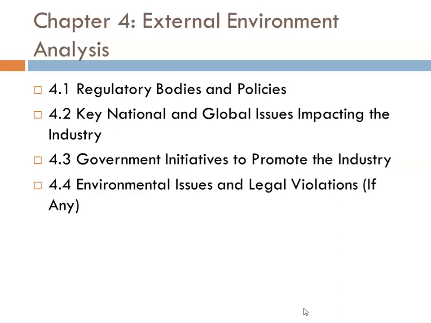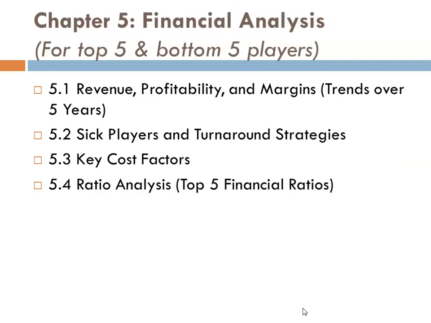Then government initiatives to promote that industry. So mention the government policies, subsidies, and tax benefits supporting that industry. Discuss how these initiatives affect growth and competition. Then some environmental issues and legal violations, if any. So hardly 2 to 3 pages, and this chapter will be completed. Okay.